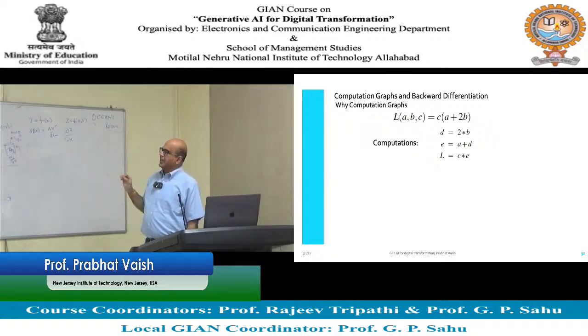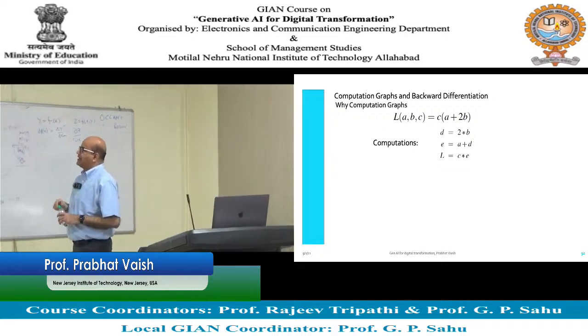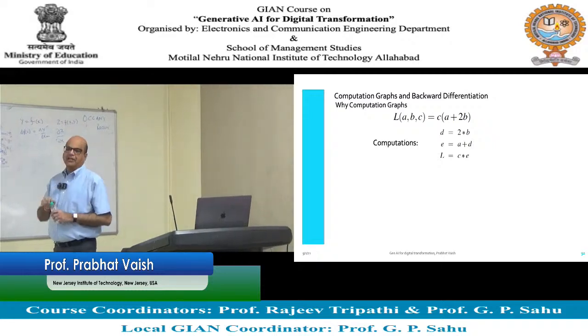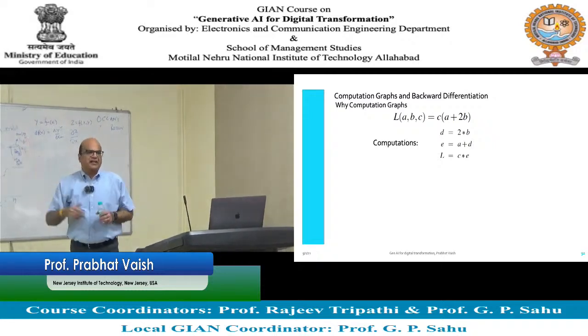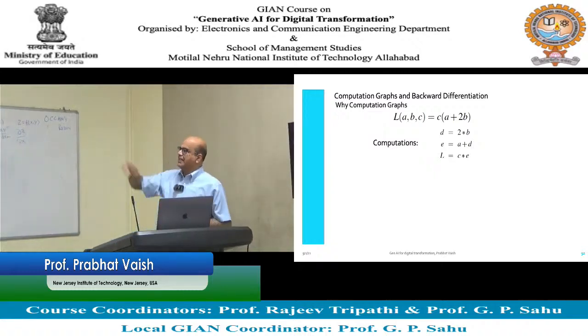Your loss function has 3 independent variables, A, B, and C, and it's defined by C multiplied by A plus 2B. It could be as difficult, as complex as you want, but for the sake of simplicity, let's say our loss function is C multiplied by A plus 2B. Okay?